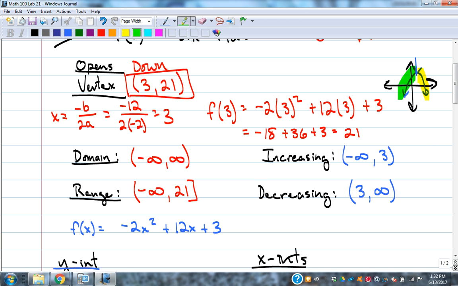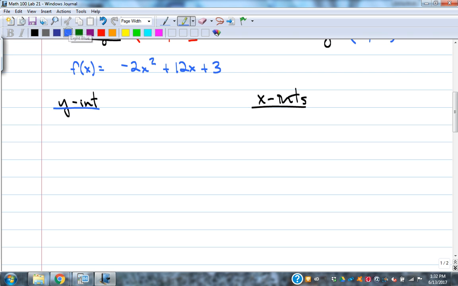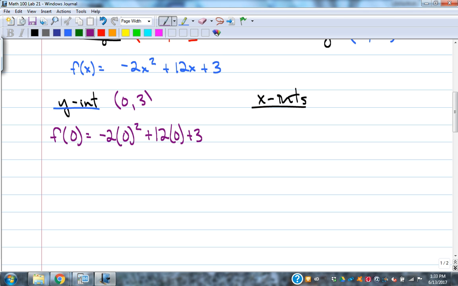Now we want to find the y-intercept and the x-intercepts of this graph. Y-intercepts are found by just taking the function and plugging in a 0 for x and working that out. Should be (0, 3). The y-intercept is at (0, 3). For x-intercepts, set the equation equal to 0 and solve it whichever way you feel fit.